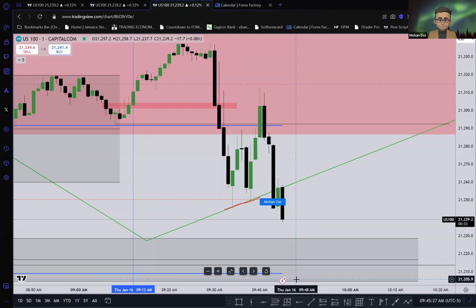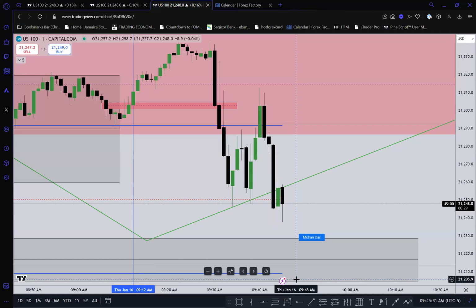Isn't this your trend line? It's broken, sell. Gotta love the jokes, man. Gotta love the jokes.